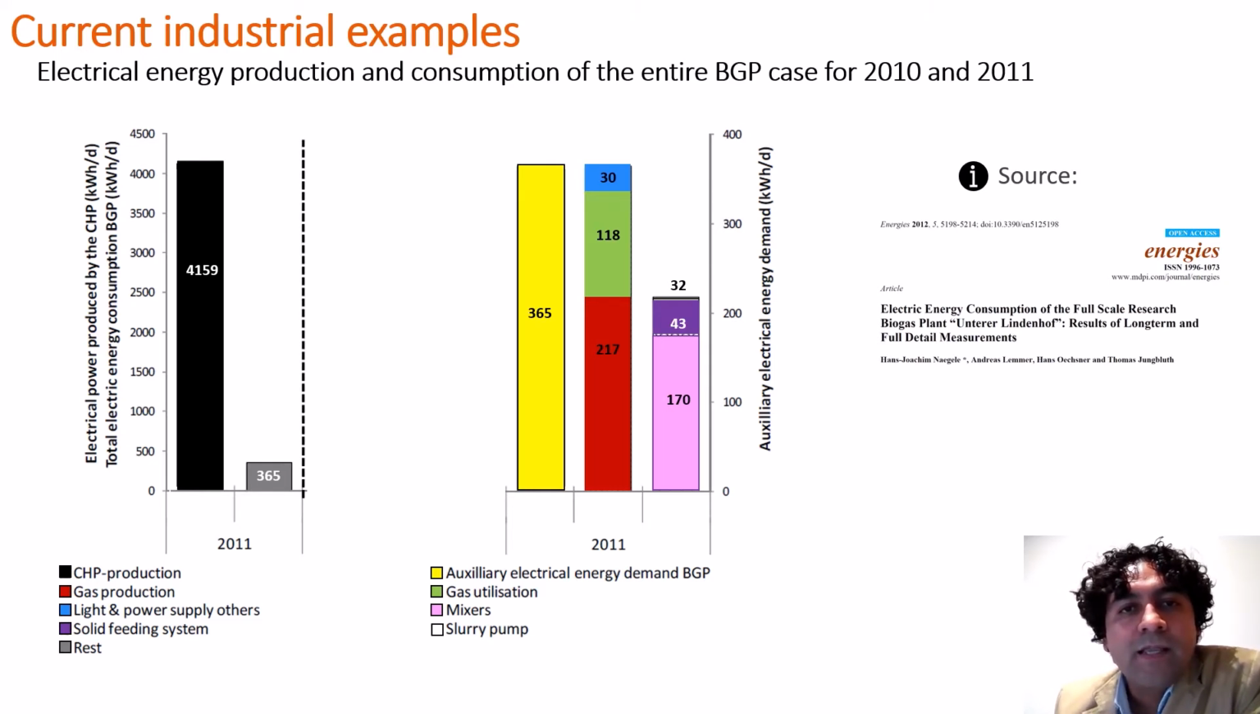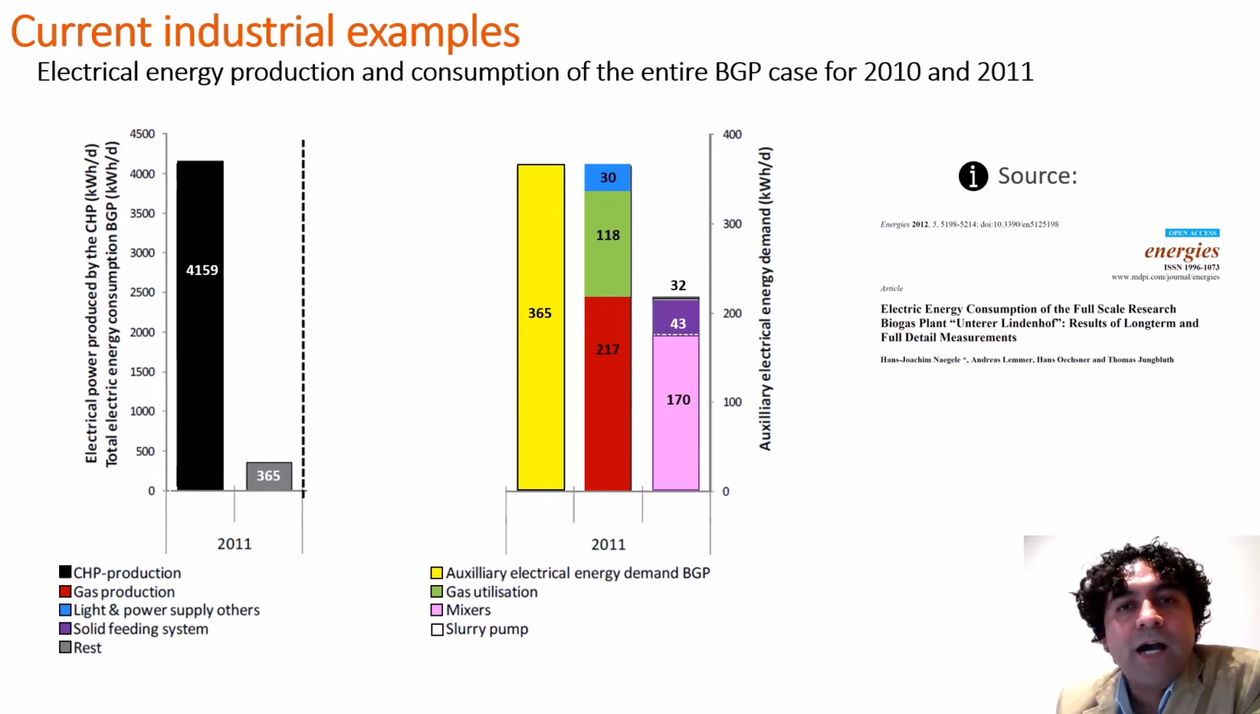The path for gas production is the biggest consumer and has a requirement of roughly 200 kilowatt-hour a day, which represents more or less 60% of the total energy demand of the biogas plant. The path for gas utilization reaches around 120 kilowatt-hour a day. This is more or less 30% of total energy demand of the biogas plant.